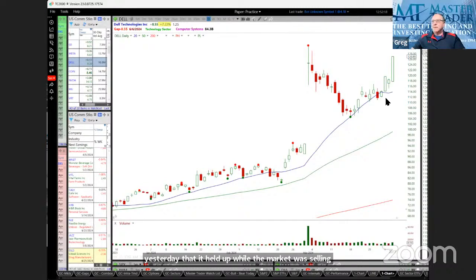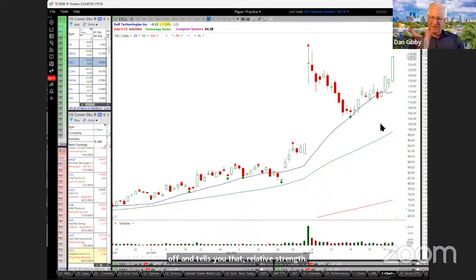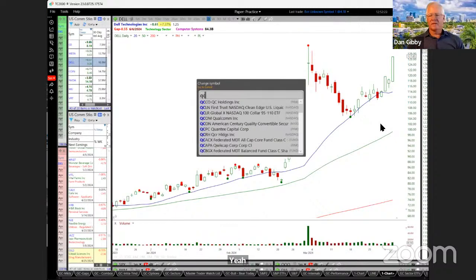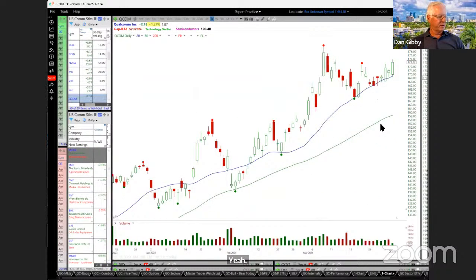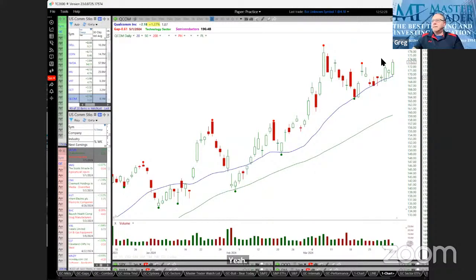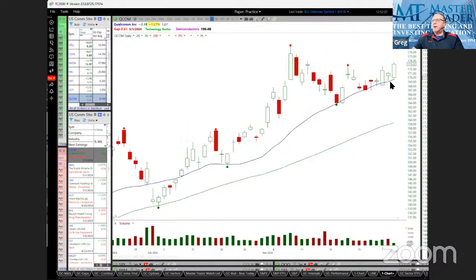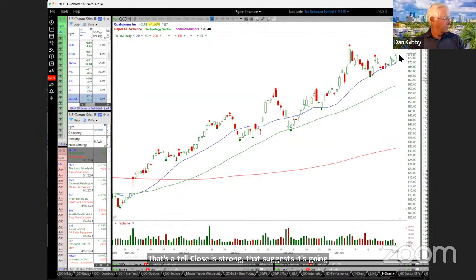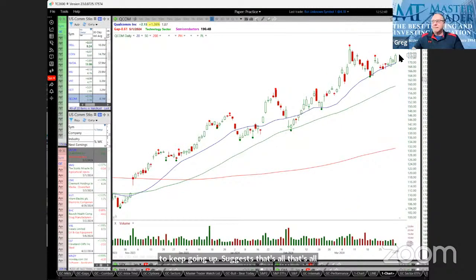This thing was great yesterday that it held up while the market was selling off, and that tells you it's relative strength. Look at Qualcomm, a little similar, but that's where we sold a put spread and we're going to buy it into the close if it's strong. It got bought on the gap down today. You see yesterday, and here's the open. It gapped down and buyers stepped up again. That's a tell. Now, if it closes strong, that suggests it's going to keep going up. Suggests. That's all charts are.